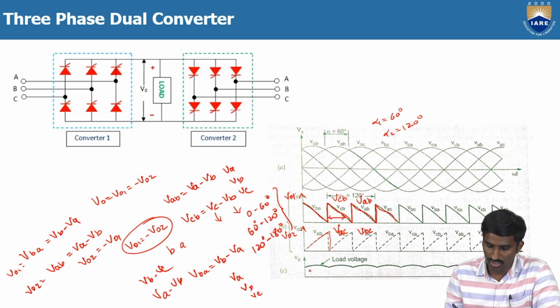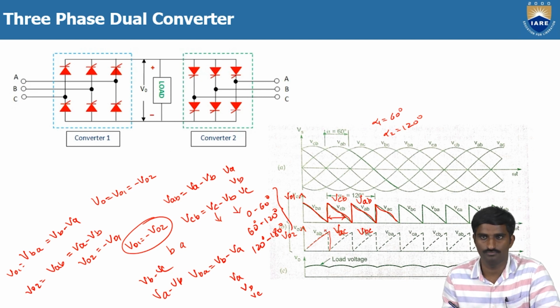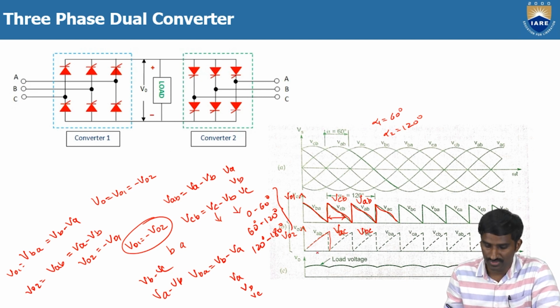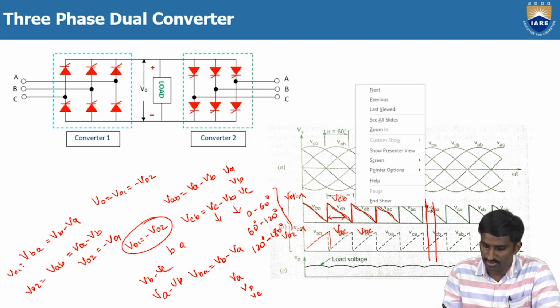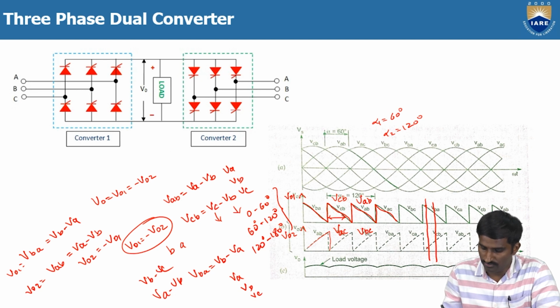And then the actual load voltage V0 is equal to V01 plus V02. But here, as you can see, the magnitudes of V01 and V02 at every instant are different from each other. Suppose at this particular instant, the V01 magnitude is this much, but the V02 magnitude is less than V01.